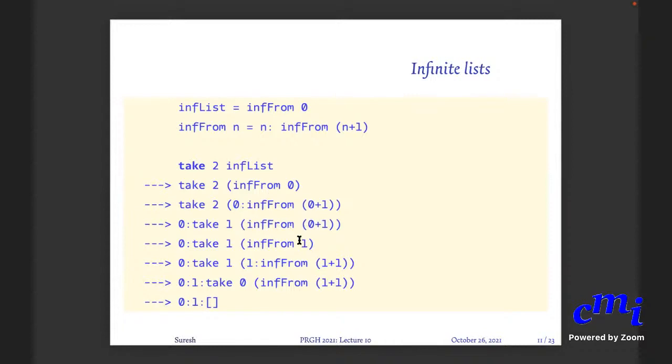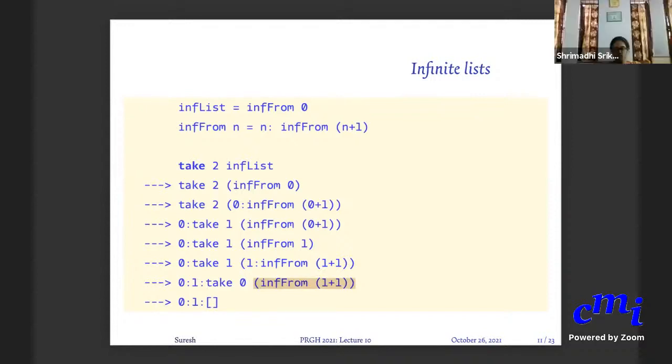Now it has to simplify 0 plus 1 to 1. Then take 1 of that is nothing but 1 colon take 0 of inf from of 1 plus 1. At which point you don't care about what this is. So you just return 0 colon 1 colon empty list, because take 0 of anything is the empty list. Is this example clear? Shakti, Srimati, you ask for clarification. Yes, sir. Yeah, I'm just asking.